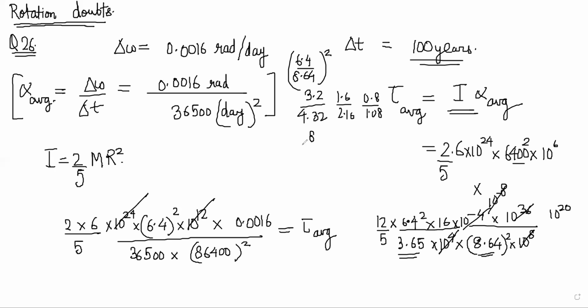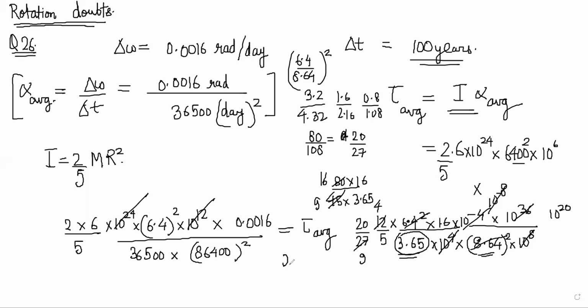So 8 by 108, 80 by 108. So that is 40 by 54, and dividing by 2 it will be 20 by 27. So 20 by 27 is this part. And I have 12, 3.65 here. So 12 fours are 48, so you have 80 into 16, 80 into 16 by 45 into 3.65. So 5, 16 and 9: 256 by 9, 256 by 9 into 3.65.